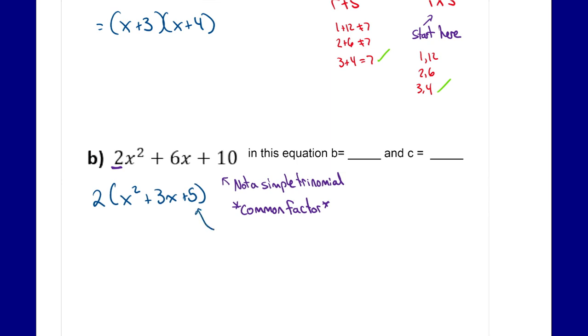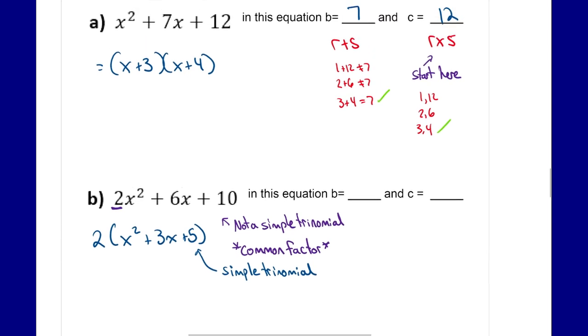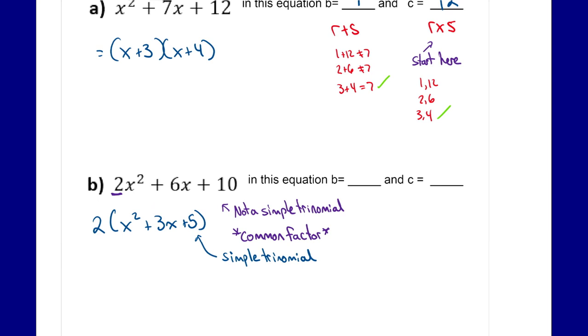Now, this trinomial in the bracket is a simple trinomial. So now I can go through the steps similar to what we did above with just the trinomial in the bracket. So the b value is 3, the c value is 5. So we're using the common factored one. We need two numbers that multiply to 5, and the same two numbers add to 3.